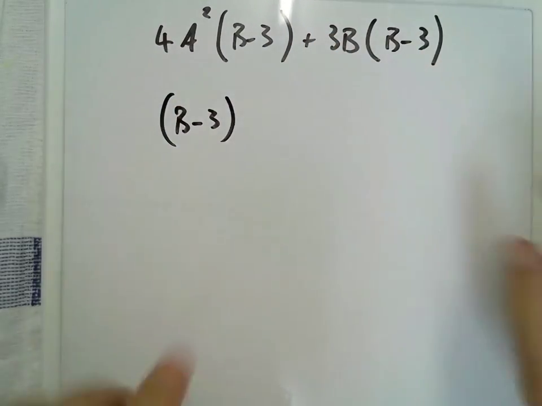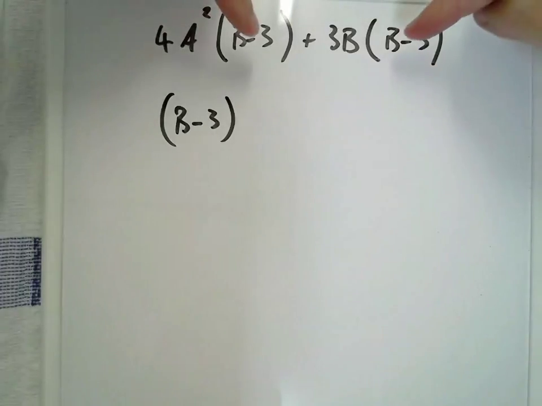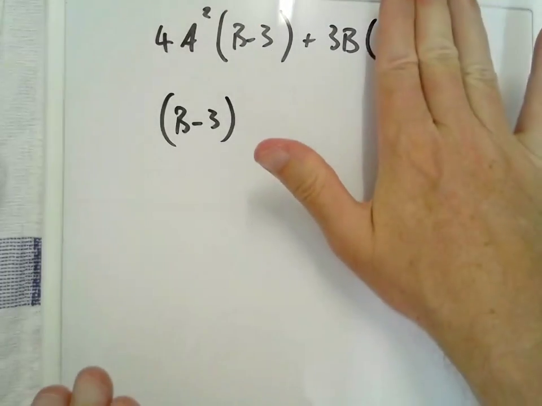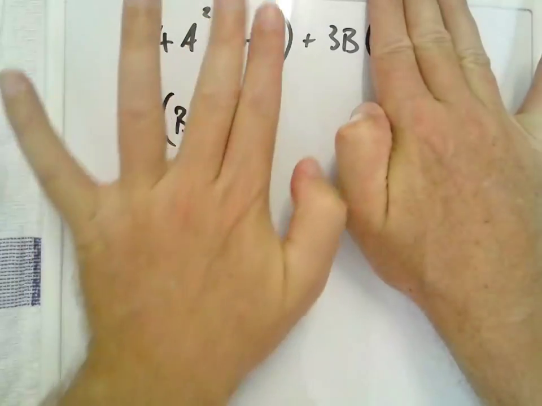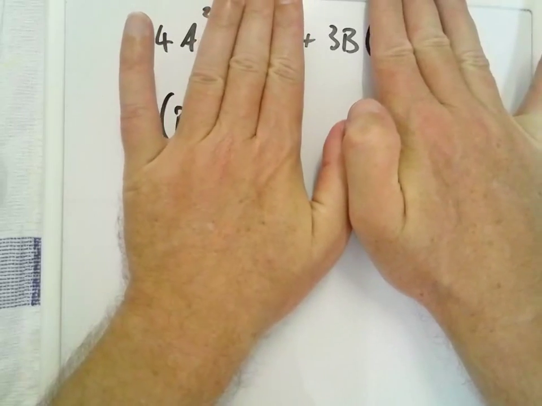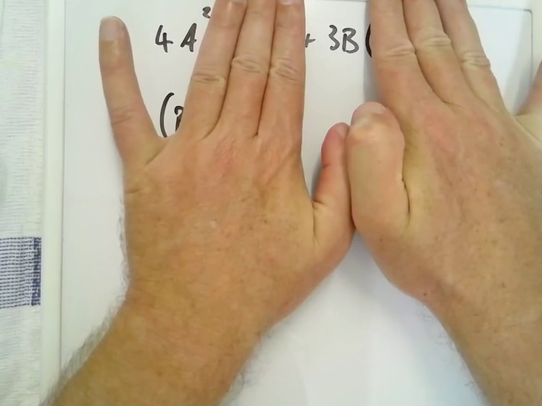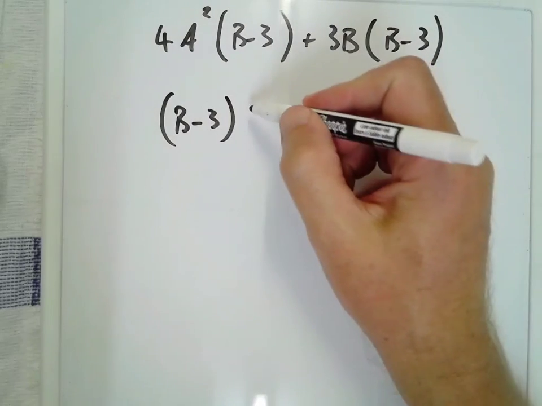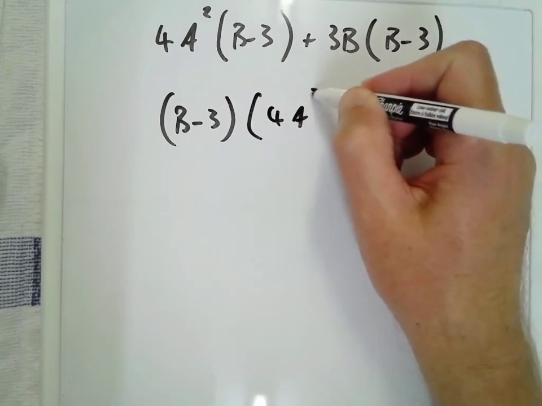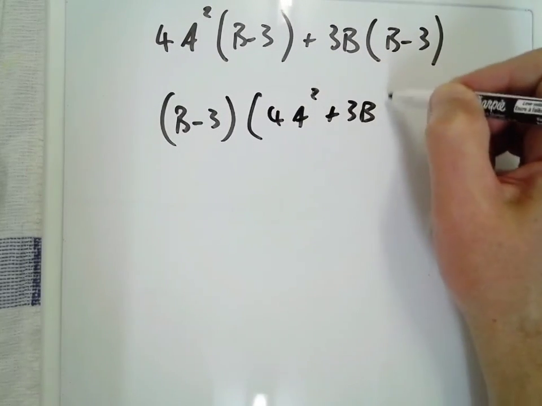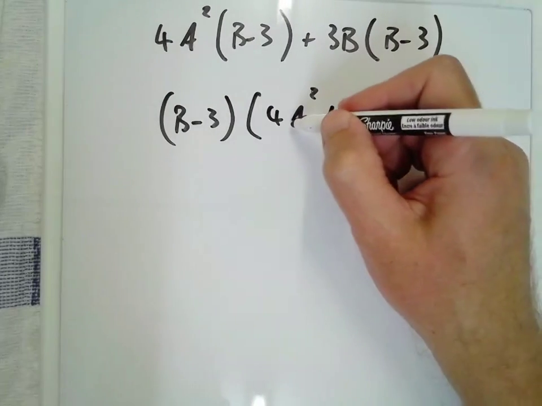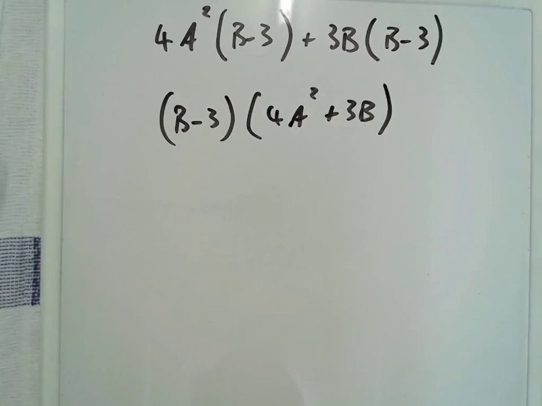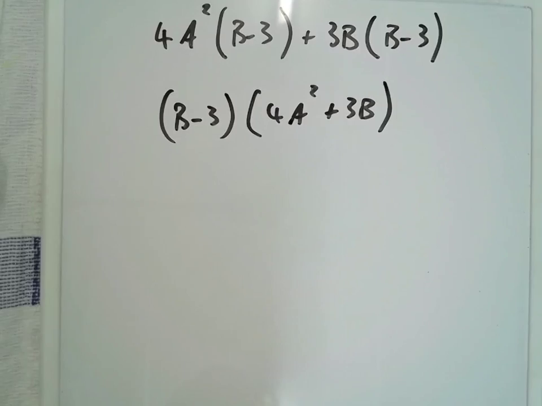And then the concept is, after I take the brackets out, what am I left with? So I generally use my fingers. What's left? 4a squared plus 3b. 4a squared plus 3b. It really is just as simple as that, and if you can use your hands to help, just like I did, why wouldn't you? Okay.